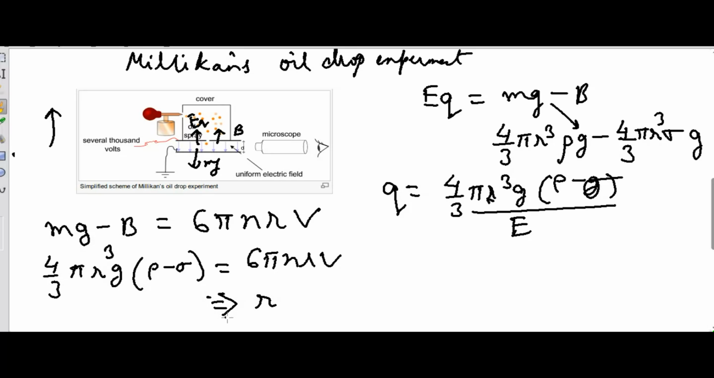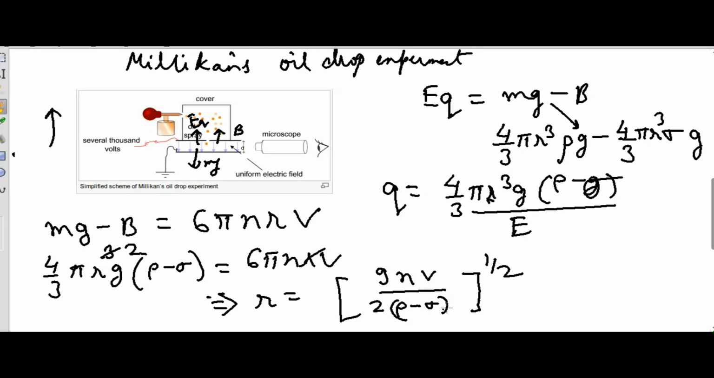If I do some simple algebra, one r will get cancelled and we get r squared, so obviously r will be a square root term. If you do this simple algebra, you will get r equal to the square root of 9 eta v divided by 2 rho minus sigma into g. So if I know the value of v, I can easily find the value of r.